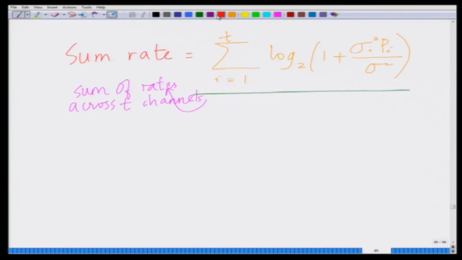Now, let us also assume that we have a total transmit power of P, which means the total power, that is the sum power, summation i equals 1 to t of Pi is less than or equal to P, where P is the transmit power.